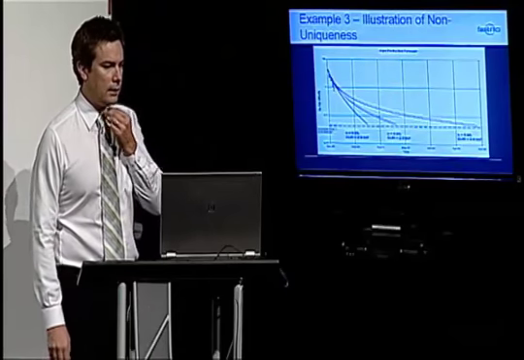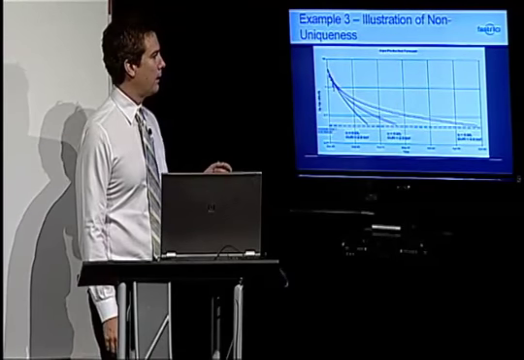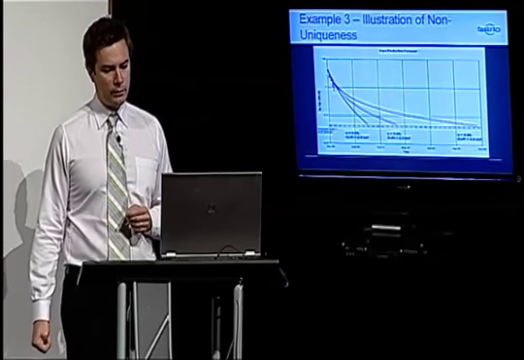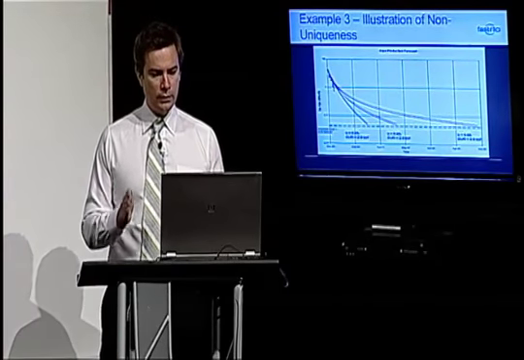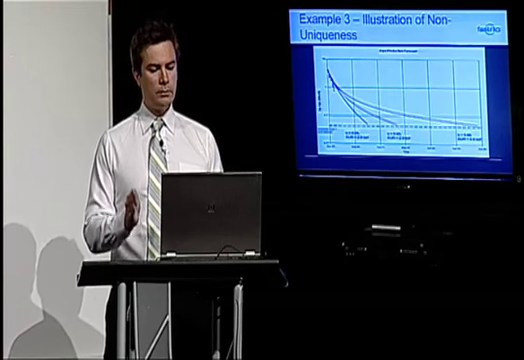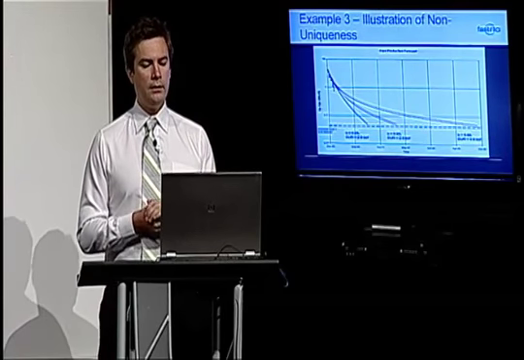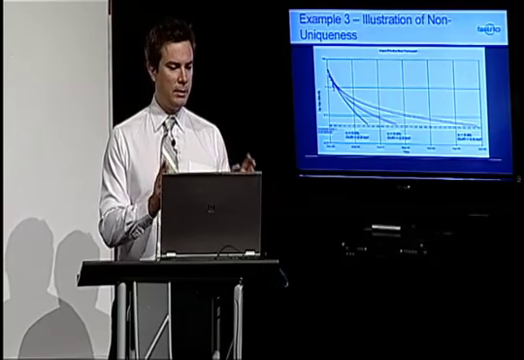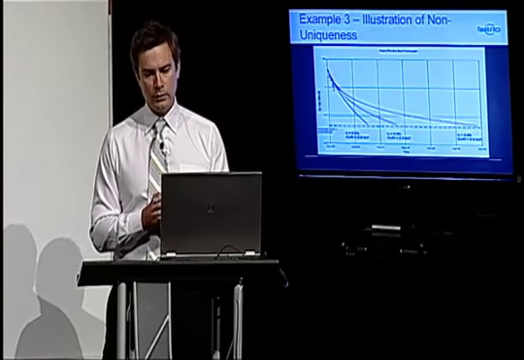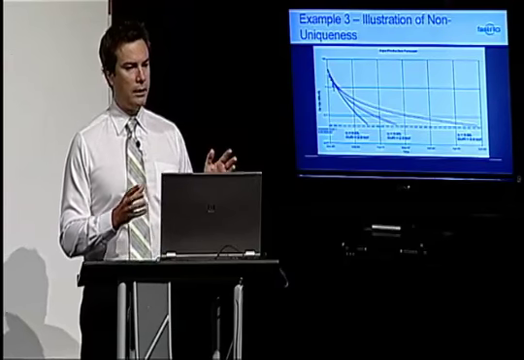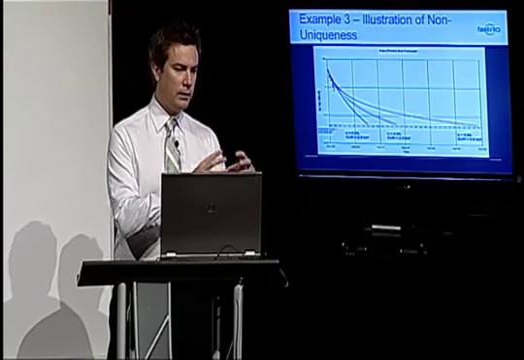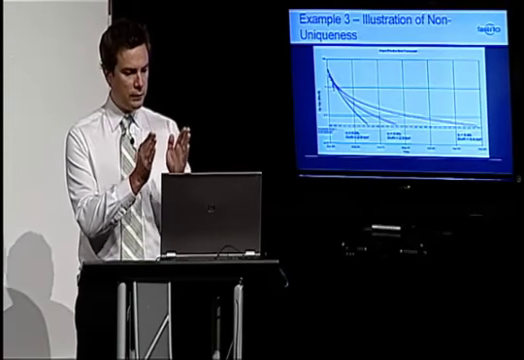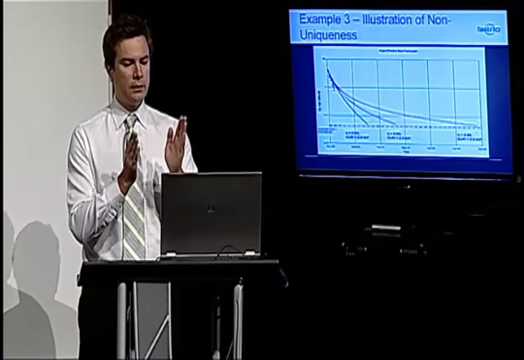Okay, finally, our third example, we're going to talk about illustration of non-uniqueness. And this one's pretty straightforward. When we have early data, in other words, maybe only a few months of production data, all decline curves look the same. This is one of the big challenges we have with decline curves. Okay, you can put a hyperbolic decline curve with a low B value, a hyperbolic decline curve with a high B value. If you only have a limited amount of data, they look identical.